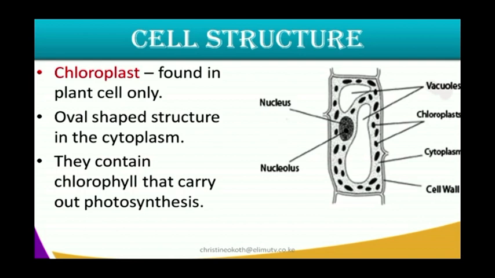Then the next structure is the chloroplast. This one is found in the plant cell only. It is an oval shaped structure which is found in the cytoplasm. Chloroplasts contain chlorophyll that carries out photosynthesis. If we can just jog our memories, photosynthesis is the making of food using light by the plants. So the plants make their own food using light. The chlorophyll is helpful in the process of making food by the plants.